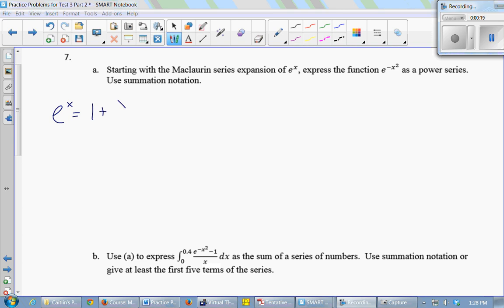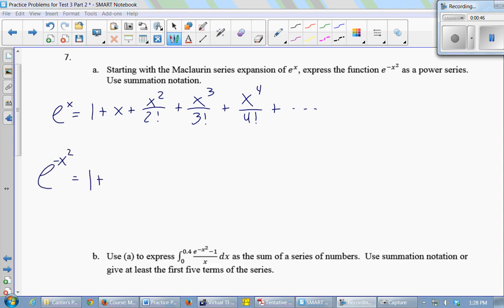So the Maclaurin series expansion of e to the x is 1 plus x plus x squared over 2 factorial plus x cubed over 3 factorial, etc., right? So we're supposed to come up with a series, starting from there, for e to the negative x squared. So I should replace all my x's with negative x squareds.